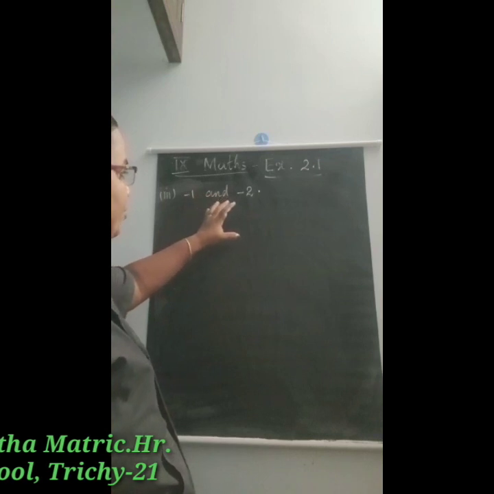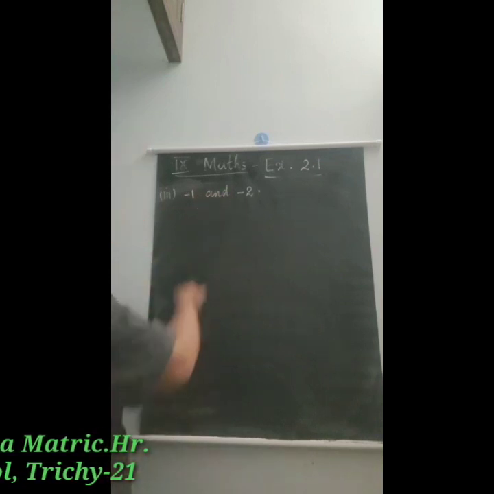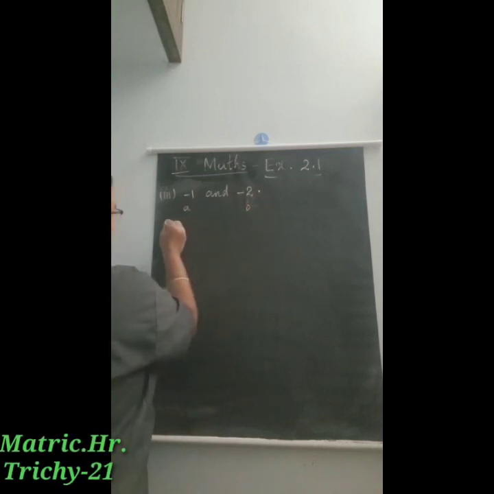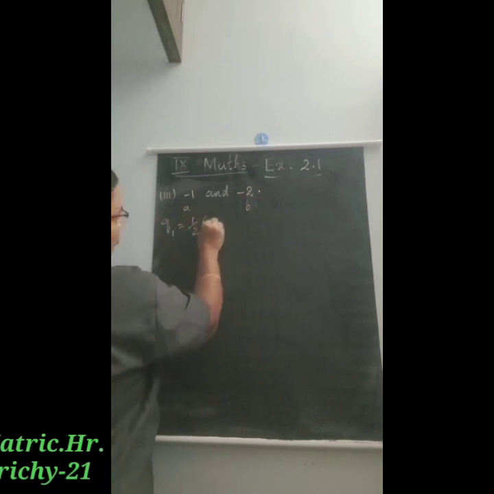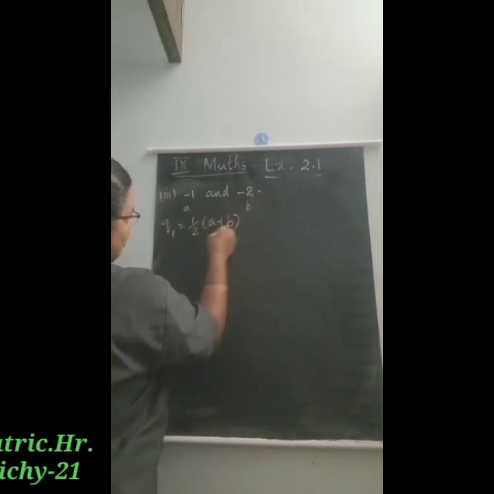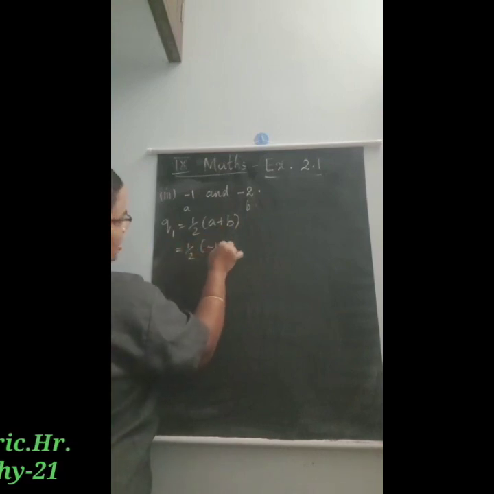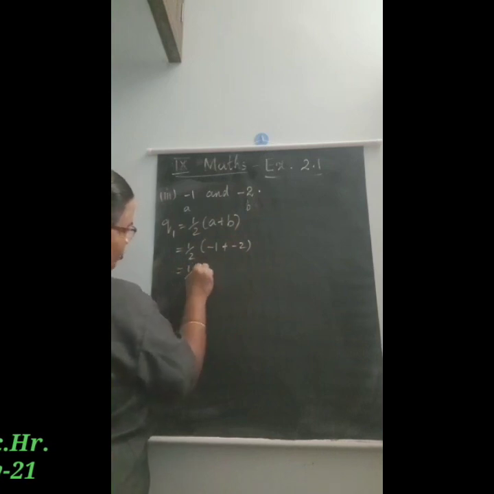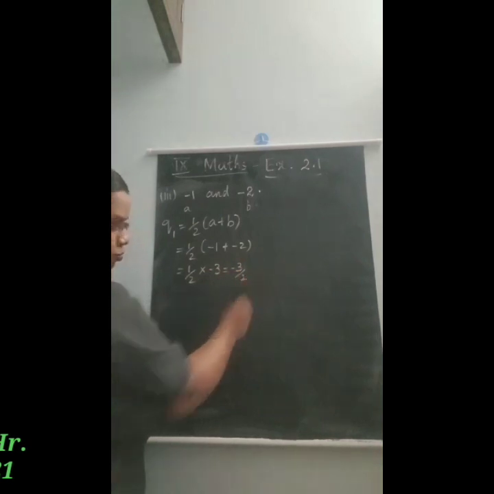Let us find out with minus 1 and minus 2. Find any 5 rational numbers in between minus 1 and minus 2. This is considered as A and this is considered as B. What is the formula for Q1? Q1 is equal to 1 by 2 into A plus B. So that is equal to 1 by 2 into minus 1 plus minus 2. So that is equal to 1 by 2 into minus 3, which is minus 3 by 2.